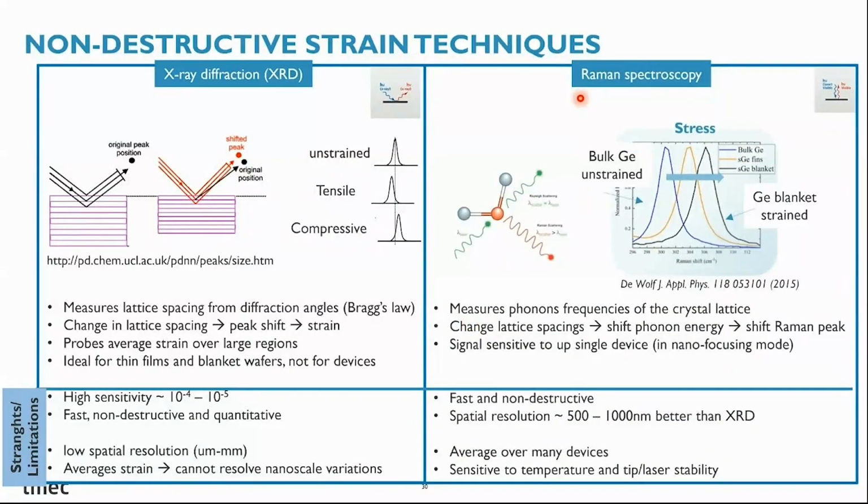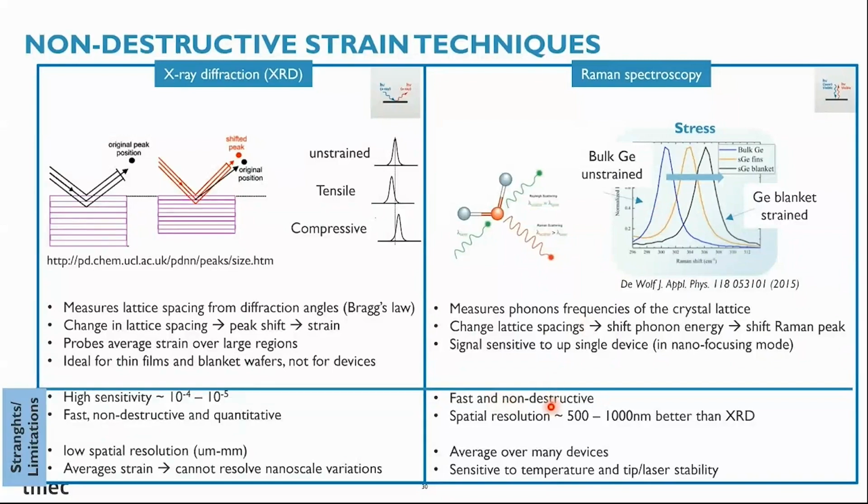Raman doesn't measure the lattice spacing directly, but measures the vibrational frequency of the crystal, the phonons. So in an unstrained crystal, atoms vibrate at characteristic frequencies. When the lattice is stretched or compressed, these vibrational frequencies shift. And here you have an example of the peak shift with respect to unstrained germanium.